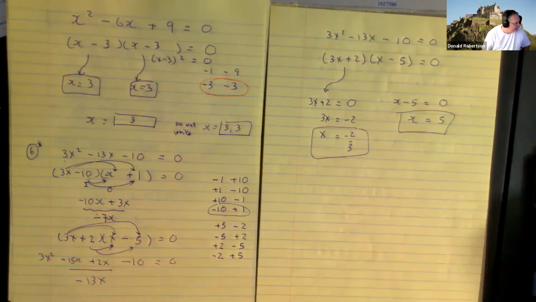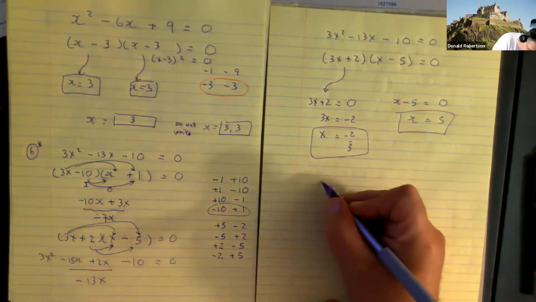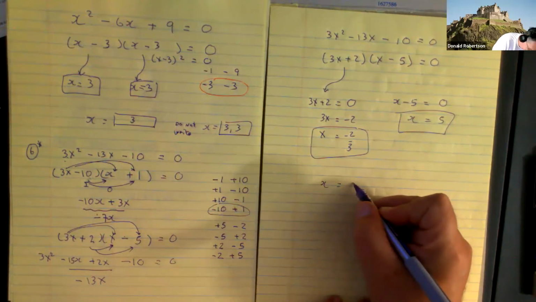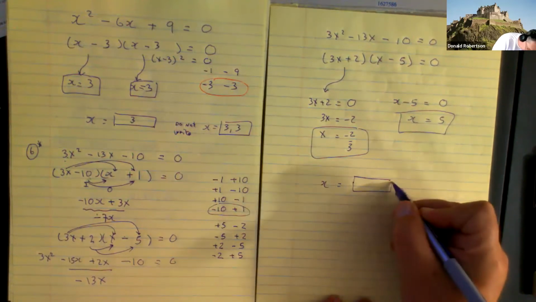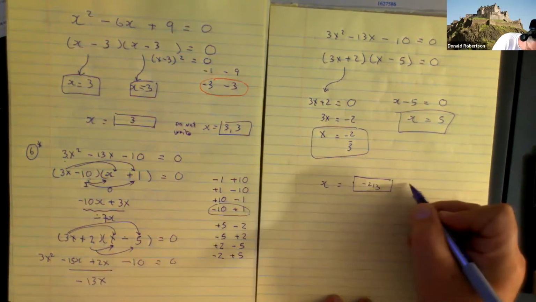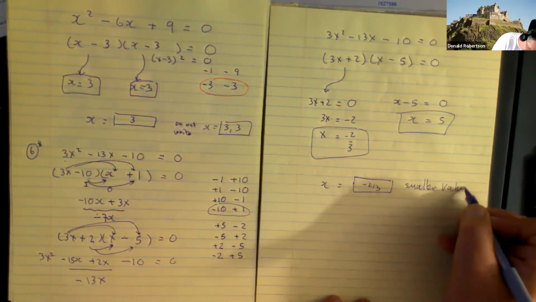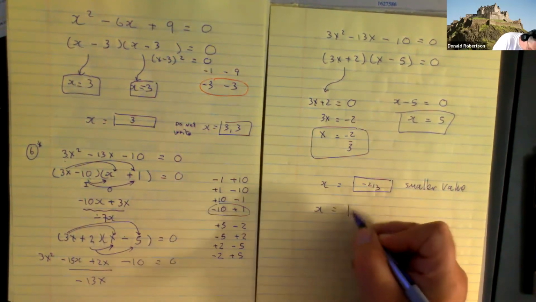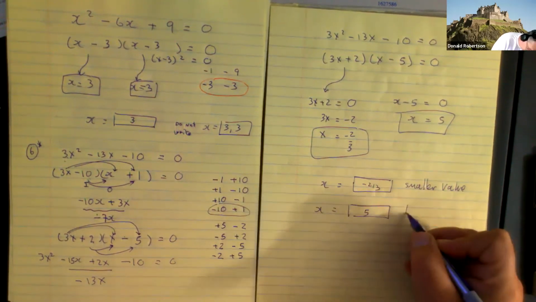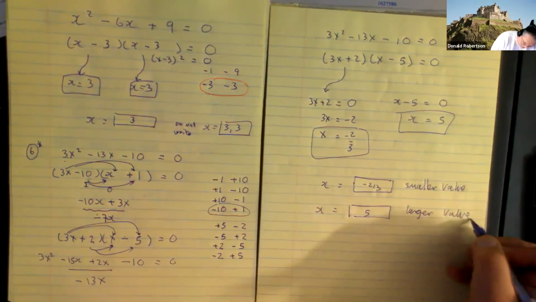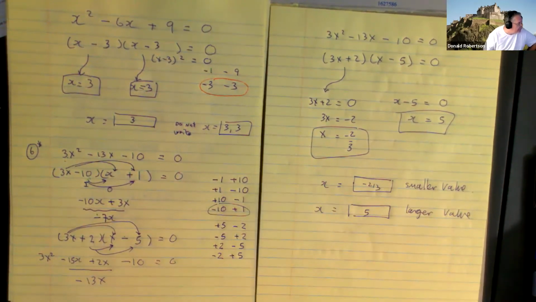And we are finished. In WebAssign, they have x equals smaller value, which is negative 2/3. And then you have x equals 5, the larger value. So that's how they get you to put them in a particular order so that they can solve the question.